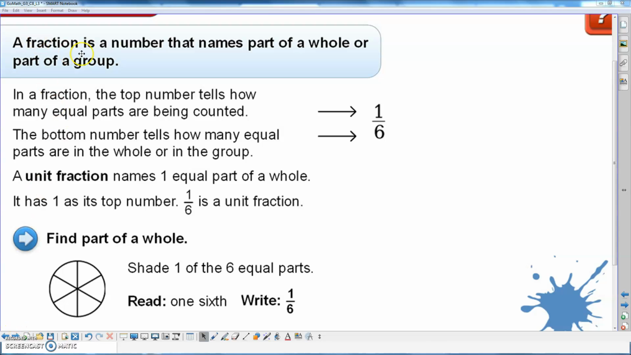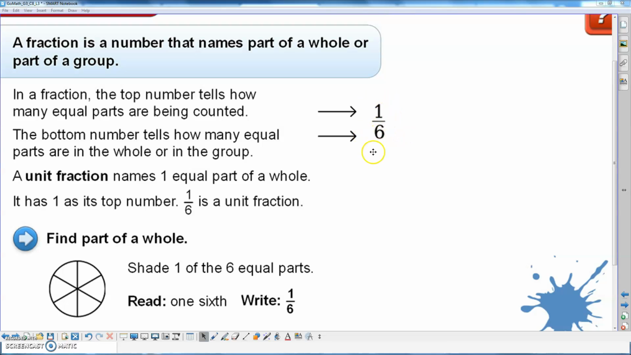So a fraction is a number that names a part of the whole, or the part of a group. In a fraction, that top number tells us how many parts we're counting. This tells us the number we're talking about, the number that's shaded, the number that somebody ate. This is the number that tells us the parts that are being counted.